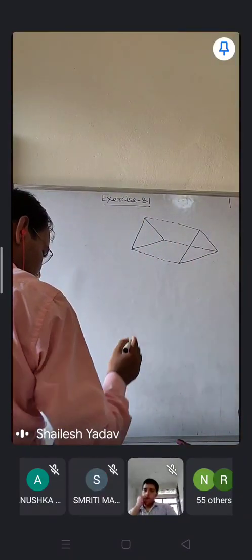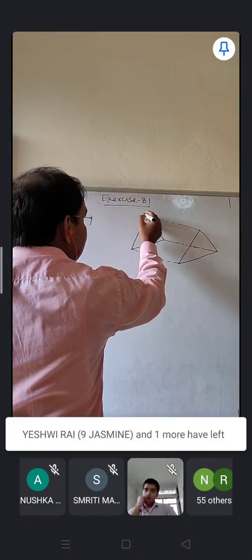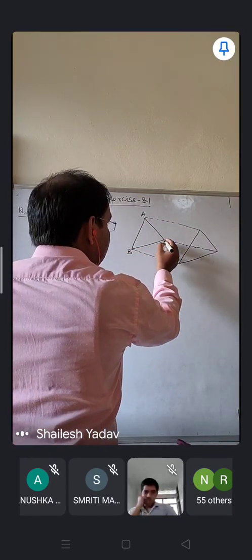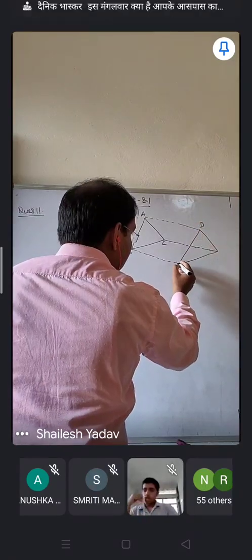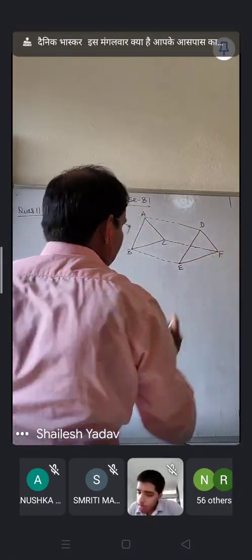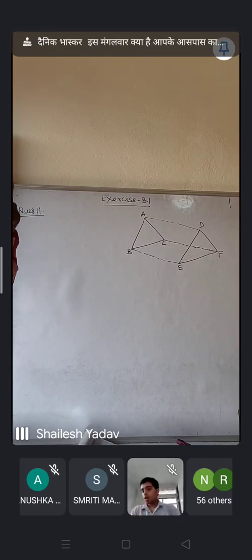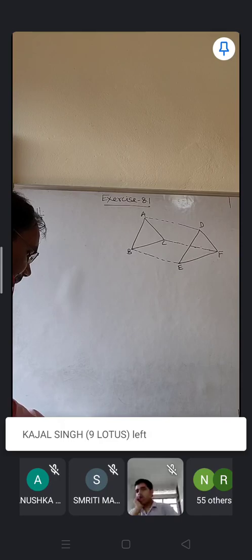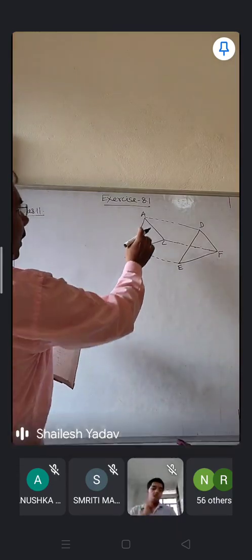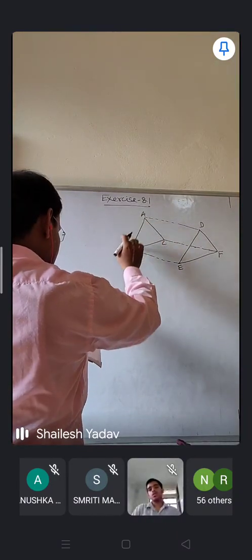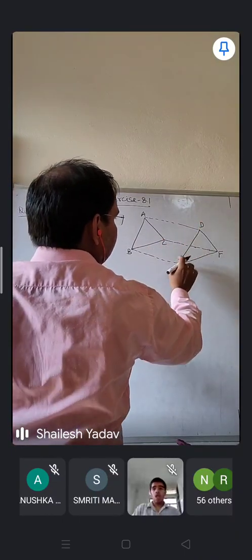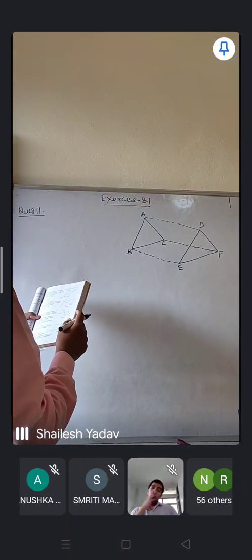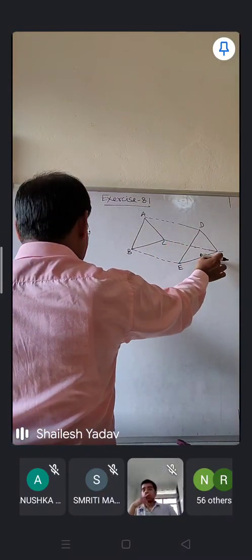Okay, so this diagram is given. Here the naming is A, B, C, D, E, and F. So for the 11th question, you are given this diagram. Now I am going to read the statement given in this question. You are given triangle ABC and triangle DEF. Whatever the statement given in the question, it is given for the two triangles ABC and DEF. So both are here.